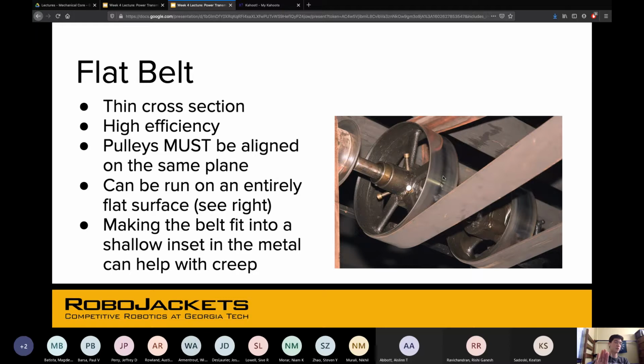If they're not aligned perfectly right, then what's going to end up happening is this belt is just going to slip right off. It can be run on an entirely flat surface. Because it's flat, it's pretty easy to use. And when it's talking about making the belt fit into a shallow inset in the metal, what it means is that maybe the lip of this pulley would be slightly raised so that when creep happens, when the belt starts to slide over to the side a little bit, it can still be kept within the bounds of the pulley, and it won't just fly off.